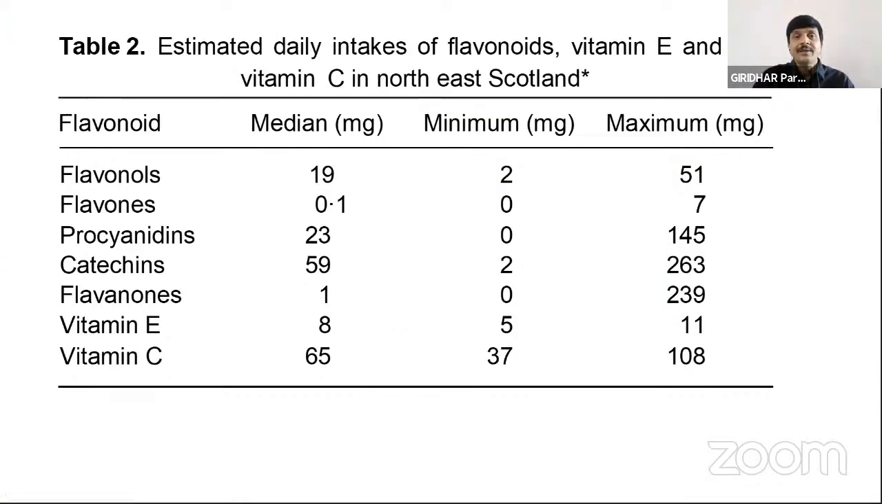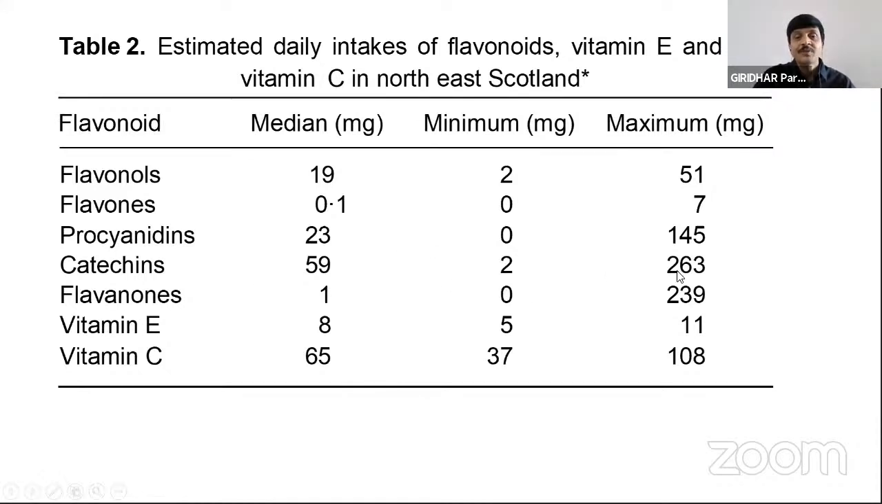So what is the daily intake? According to a study in North Scotland, for example, of vitamin E and vitamin C, especially the flavanols and flavones, with the minimum, medium and maximum ranges, this is the daily intake through the food chain. It varies from country to country, with the type of food we eat and other things, so only average values have been given here. The catechins and flavonoids predominate in the daily intake of these flavonoids in various forms, compared to vitamin C again here.